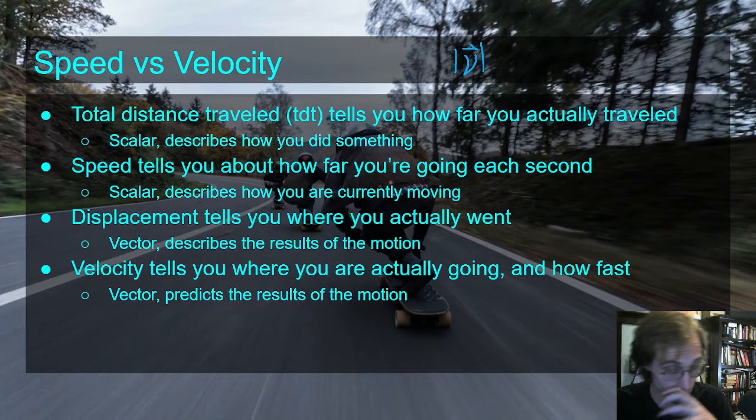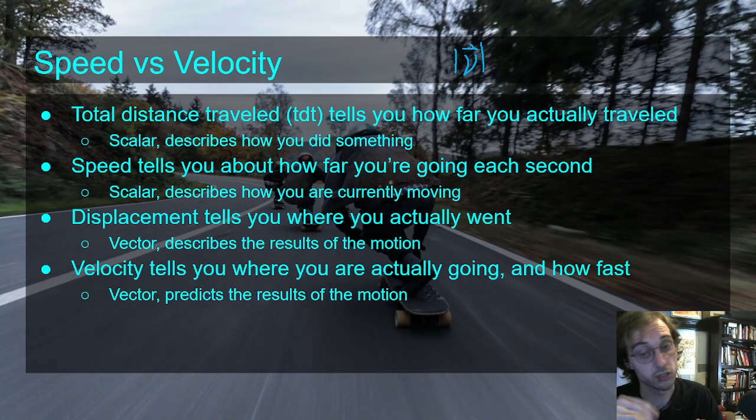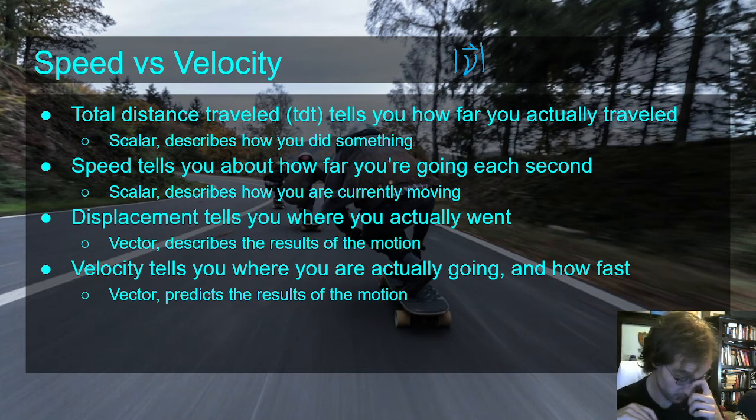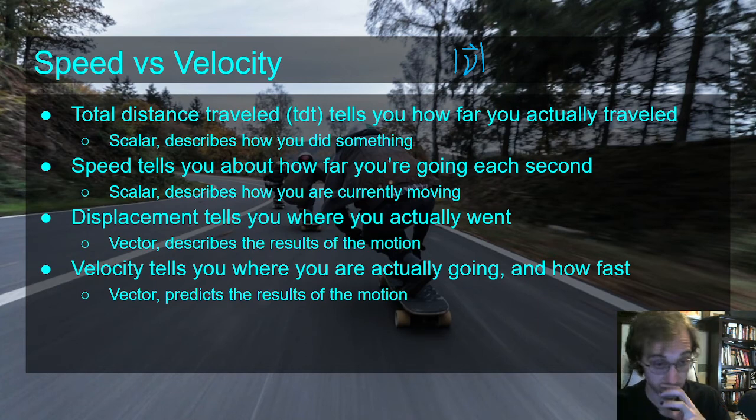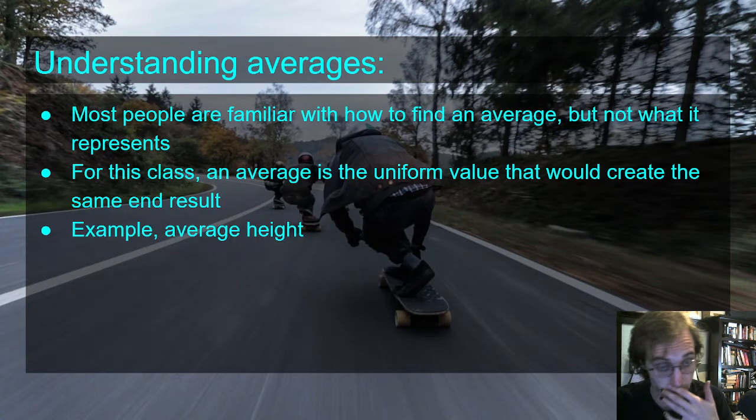Similarly, speed is telling you about how far you're going each second, and it describes how you're moving, but it doesn't tell you what's actually happening as a result of that or where you wind up as a result of that. Whereas displacement is telling you where you go. Specifically, it's this vector that describes like you started here, you end here. And velocity is telling you where you're actually going and how fast you're going there. So velocity is also this vector that predicts the results of the motion you're taking. And so when we describe these, total distance traveled is really closely related to speed. Displacement is really closely related to velocity.